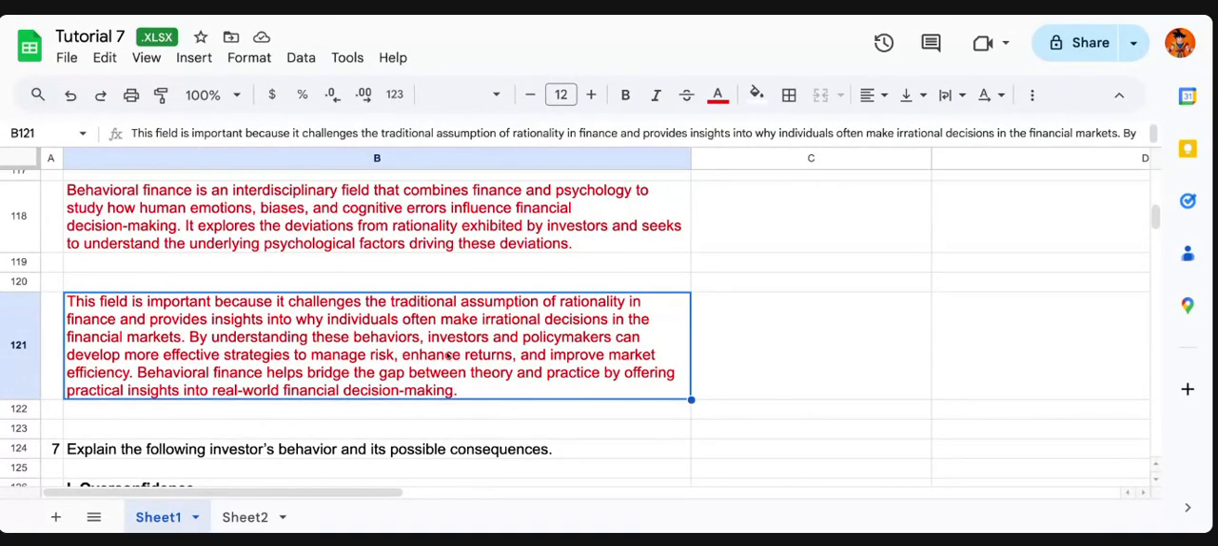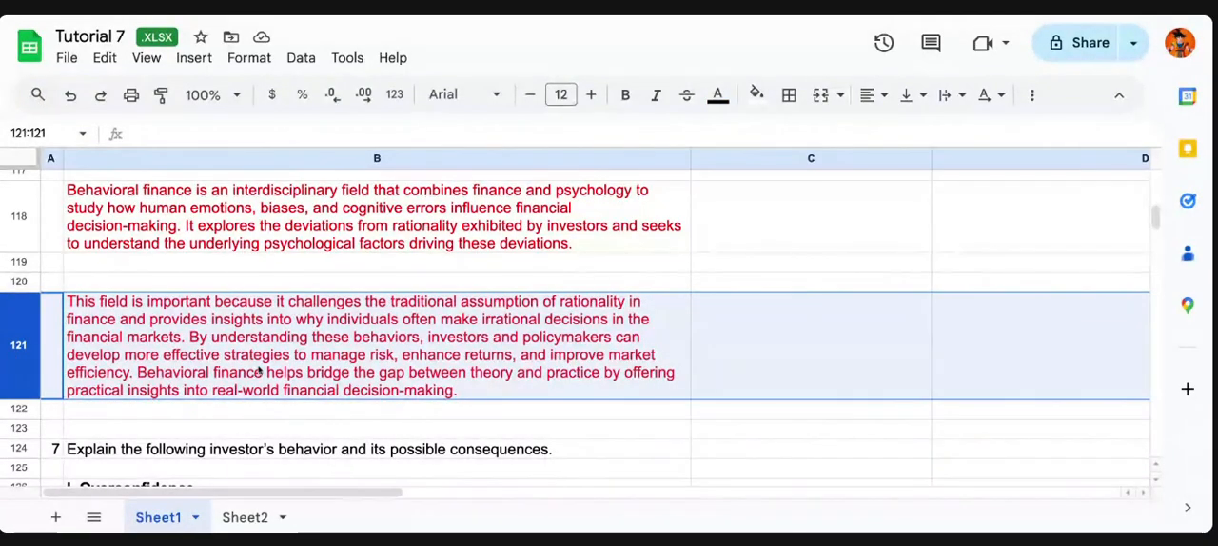By understanding this, investors and policymakers can develop more effective strategies to manage risk, enhance return, and improve market efficiency. In other words, if we can study this and understand how people behave, then we can make more money. We can develop strategies that enhance our return. And behavioral finance basically bridges the gap between theory and practice by offering practical insights into financial decision making in the real world. So that's the importance of why we study behavioral finance.